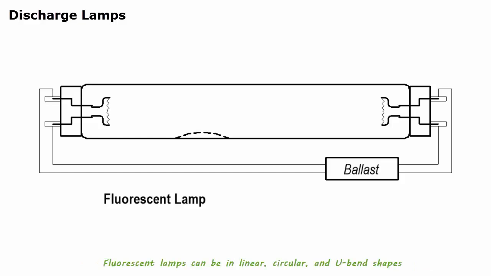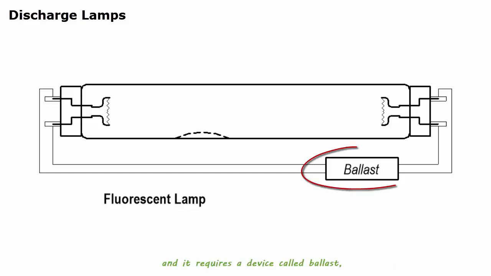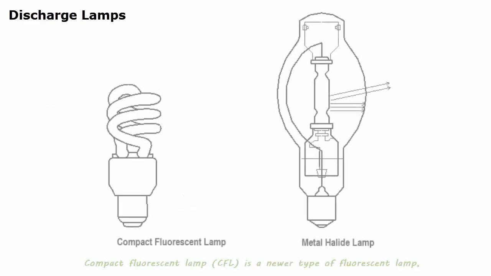Fluorescent lamps can be in linear, circular, and U-bend shapes, and the diameter of the tube can be T12, T8, or T5. The smaller the diameter, the higher the efficacy. To energize the gas when starting, extra voltage is needed, and it requires a device called a ballast, which also maintains a lower operating voltage when the lamp is on.